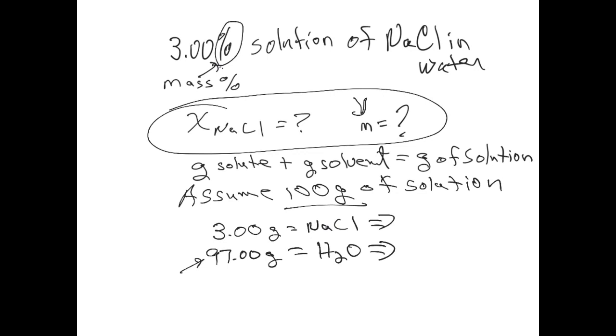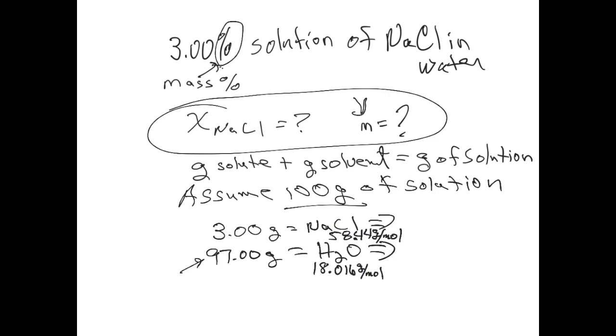You know how to do that, so we'll do it. We know that sodium chloride is 58.44 grams per mole, and water is 18.016. You can round if you want. I'll just keep it that way. So those are my molar masses, so I can now calculate my moles.